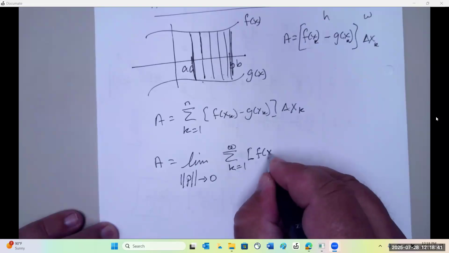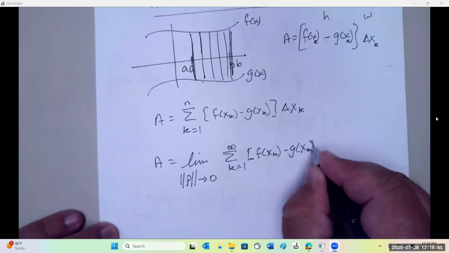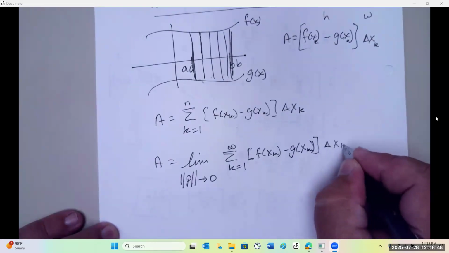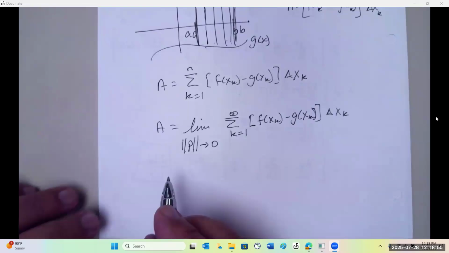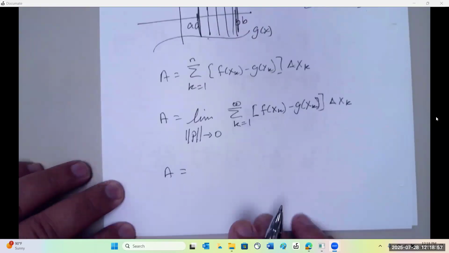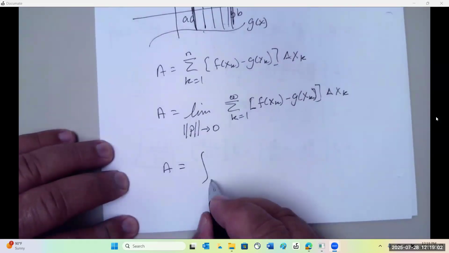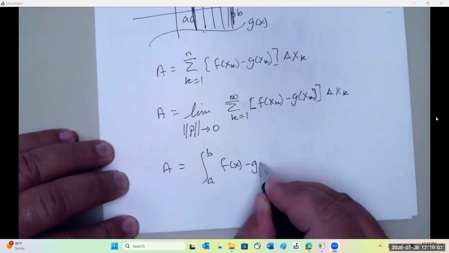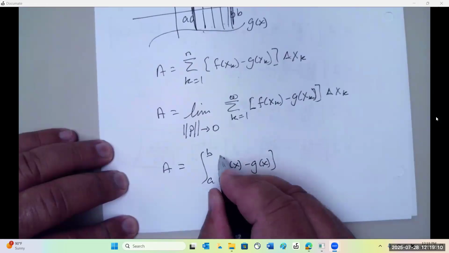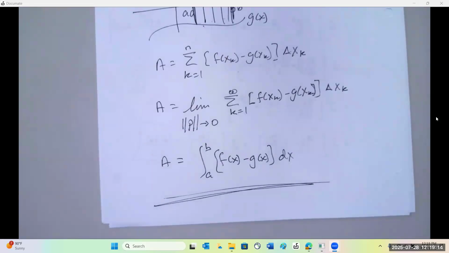So we go from f of xk minus g of xk delta xk. So what's that going to look like? The area, as defined by the Riemann sums, is the actual integral from a to b of f of x minus g of x dx. And that's our formula that we'll be using.